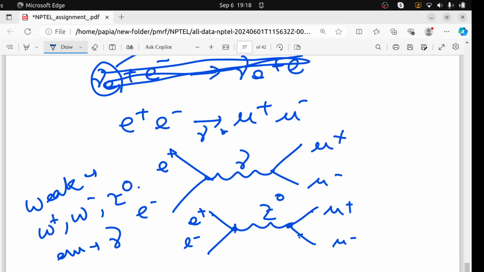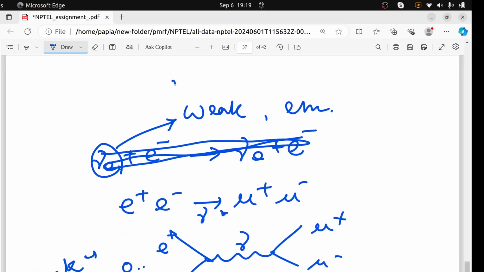So for this weak interaction case, the mediator is W plus, W minus, Z0. If I talk about this expression, it can be mediated by gamma as well as by Z0. So this type of expression can be weak as well as electromagnetic. Now if I talk about a neutrino-like thing, that will be only due to weak interaction, and there will be no electromagnetic interaction because a neutrino is present. But the other can be possible through electromagnetic as well as weak interaction.